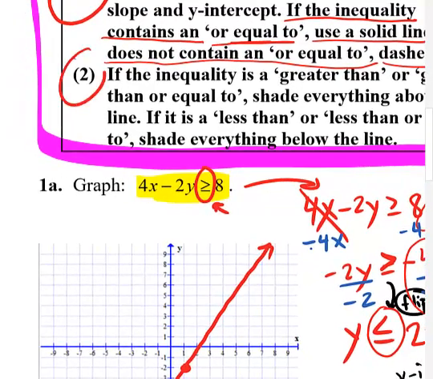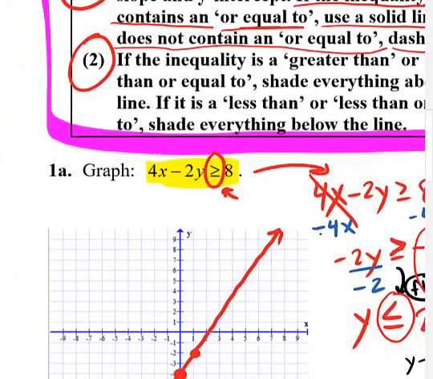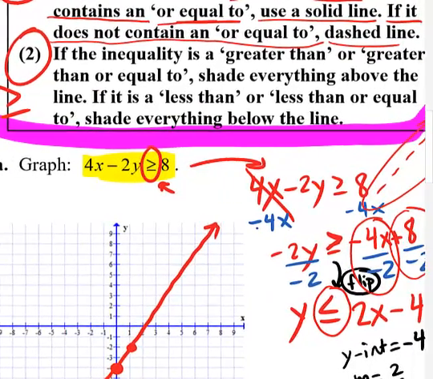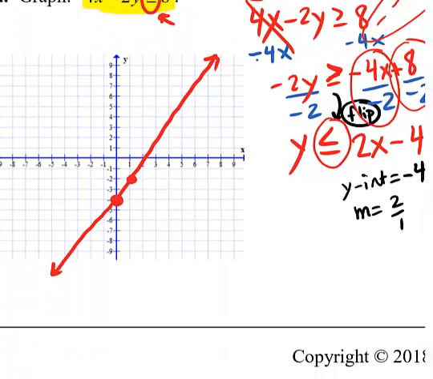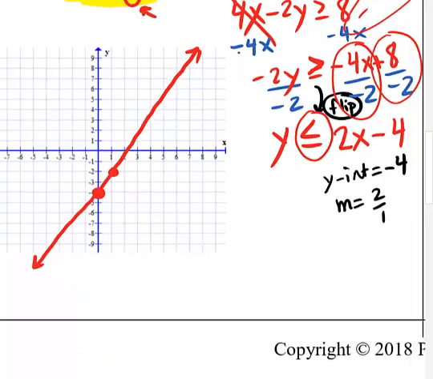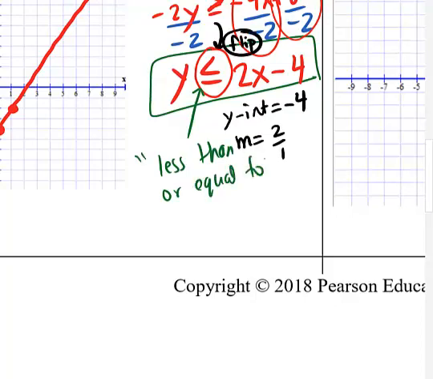And then step 2 says, if the inequality is a greater than or equal to, so basically your inequality is facing this way, then you shade everything above the line, but if it's a less than or equal to, I shade everything below the line. So let me see, what are we dealing with here? When we got to the end, once we isolated y, we were left with a less than or equal to, because we had to flip the inequality. So that means we shade everything below the line.